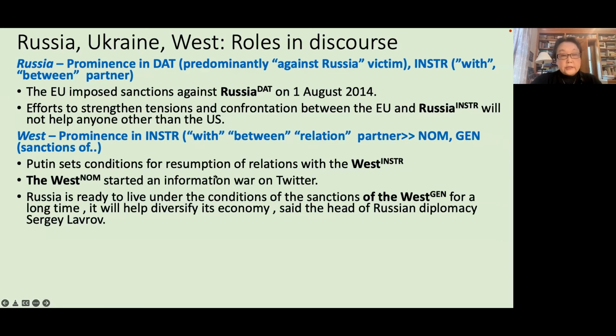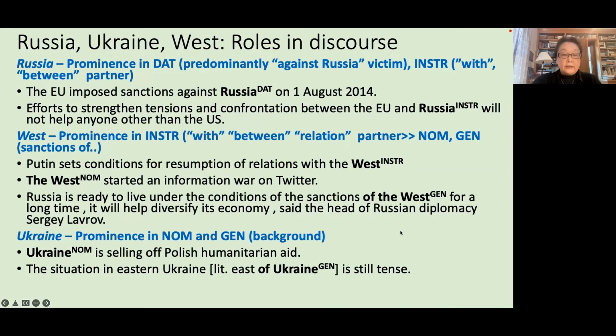The word West is prominent in the instrumental case. It tends to be used with the prepositions "with" and "between", relationship, so as a partner. Less prominent, but still positively prominent, are the nominative and genitive, like the sanctions of the West, which in English would be the sanctions by the West. So the first example would say the relations with the West, or the West started an information war on Twitter, or sanctions of the West.